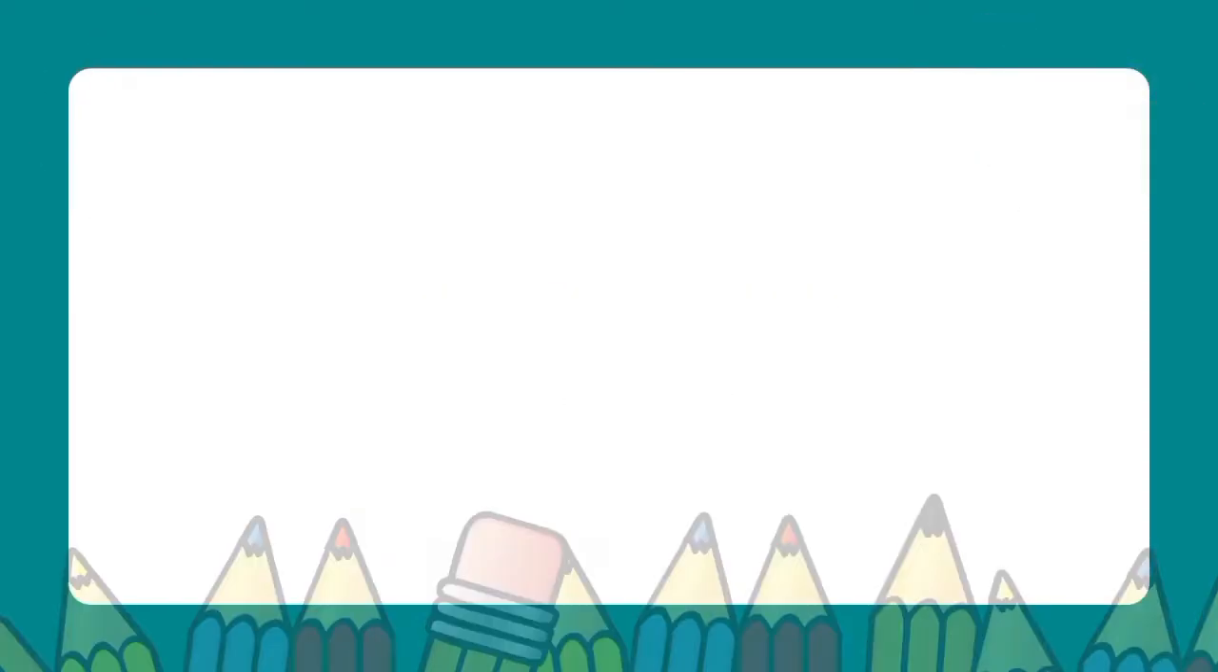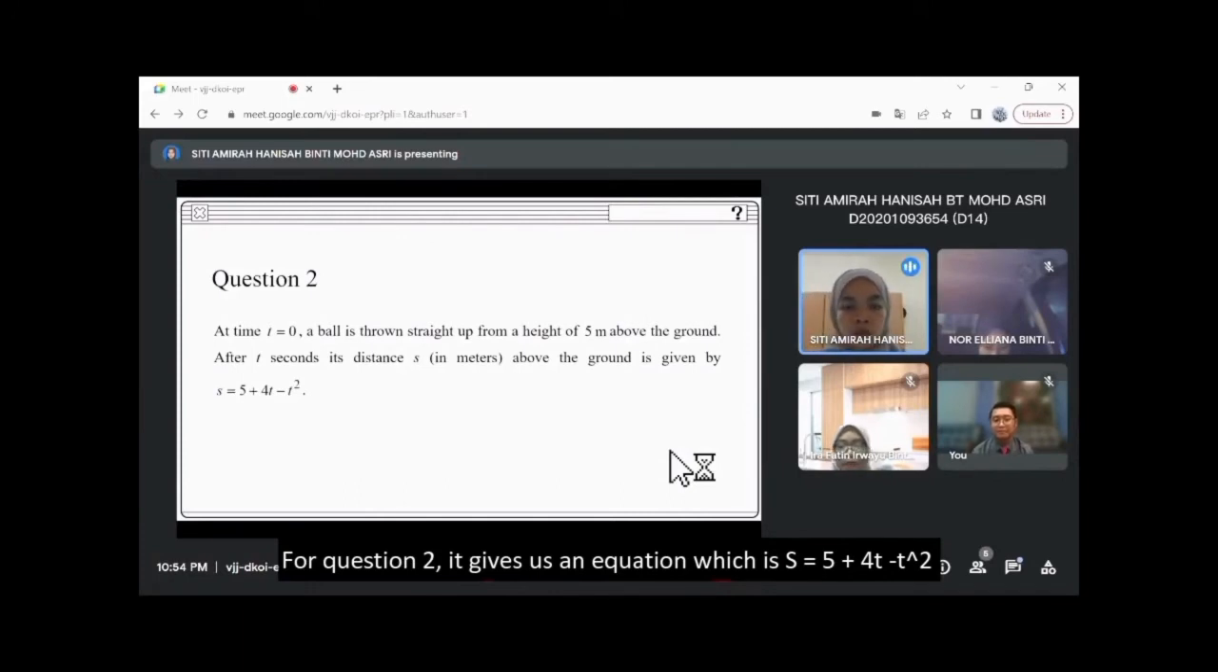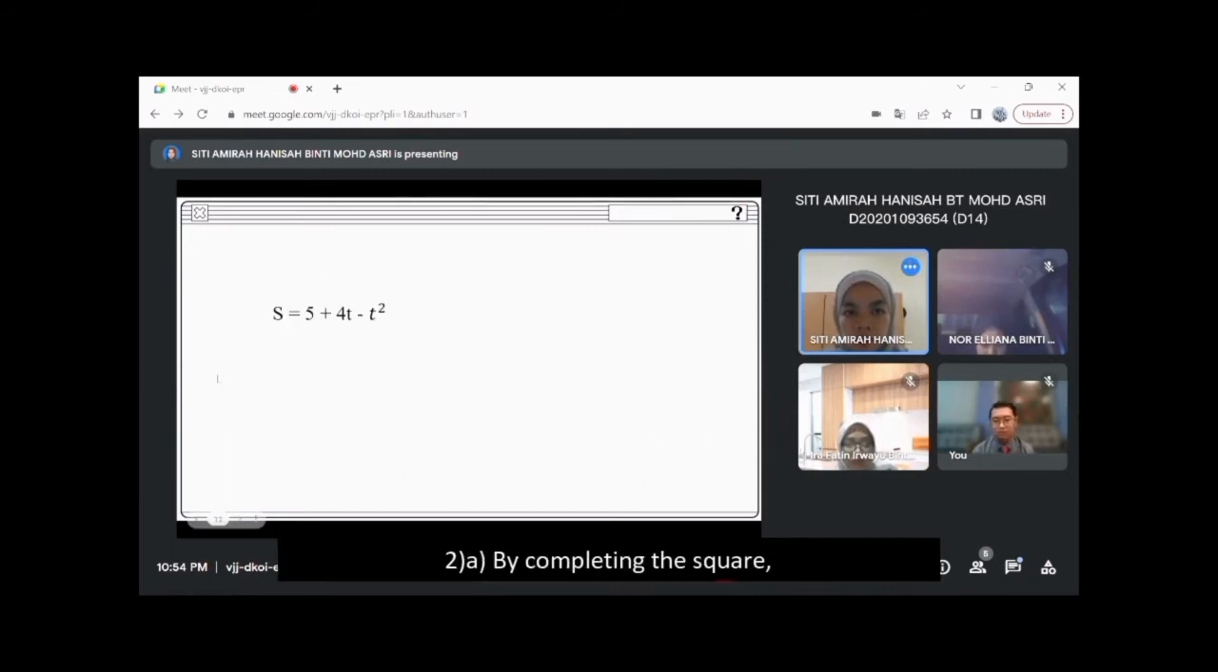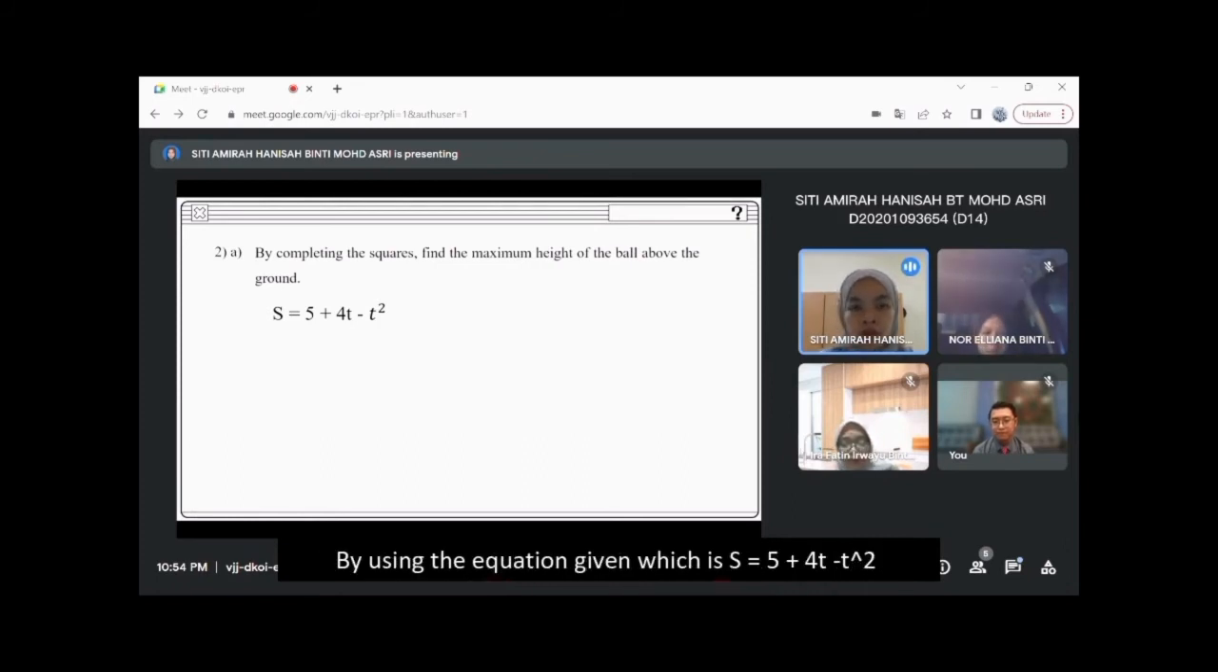Next, we proceed to question 2. It gives us an equation, which is s equal to 5 plus 4t minus t squared. 2a. By completing the square, find the maximum height of the ball above the ground. By using the equation given, we must make sure that the t squared is always positive. So we have to factor the negative, and it will be like negative in bracket t squared minus 4t minus 5.